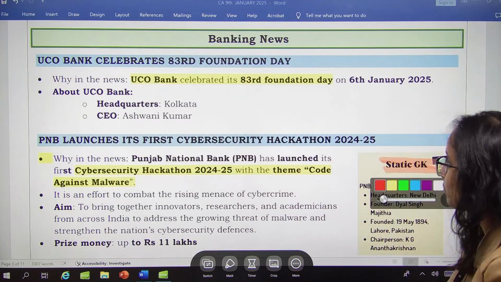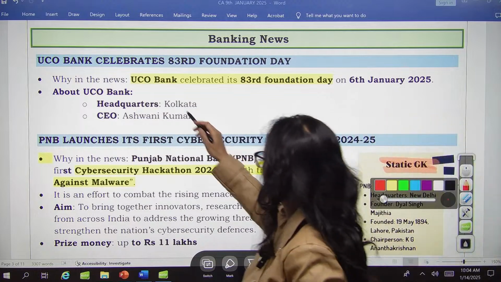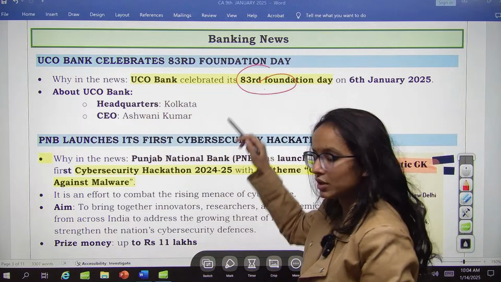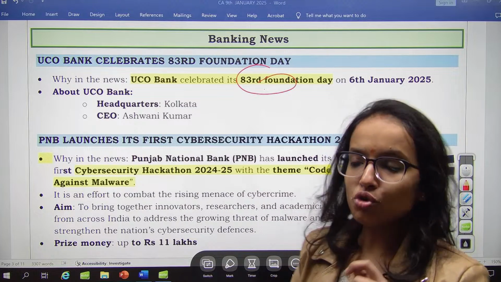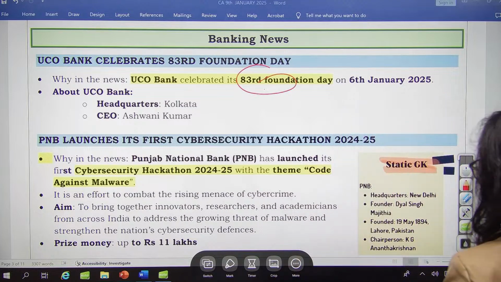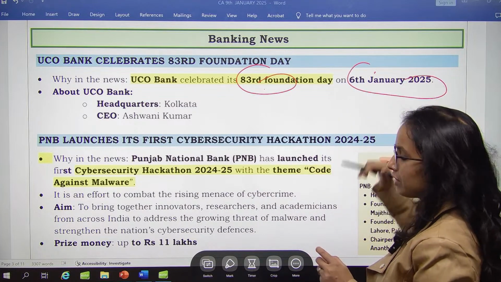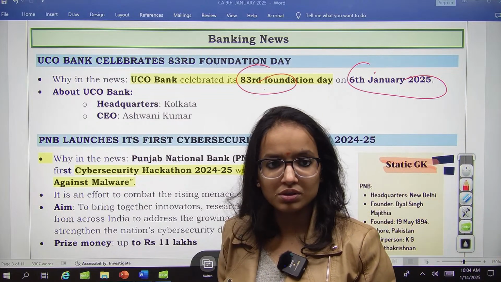Now let's move to the banking news. UCO Bank has recently celebrated 83rd Foundation Day. So remember which bank? UCO Bank has celebrated 83rd Foundation Day on 6th of January 2025. That's why UCO Bank is in news.